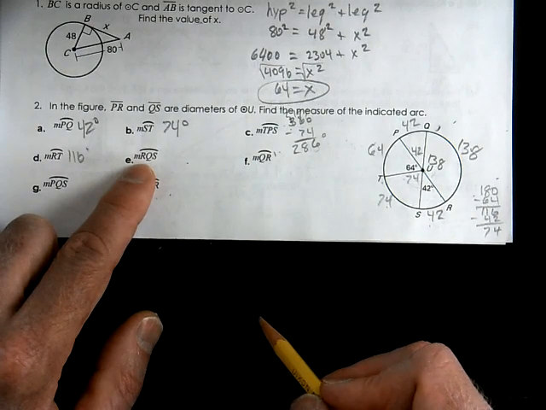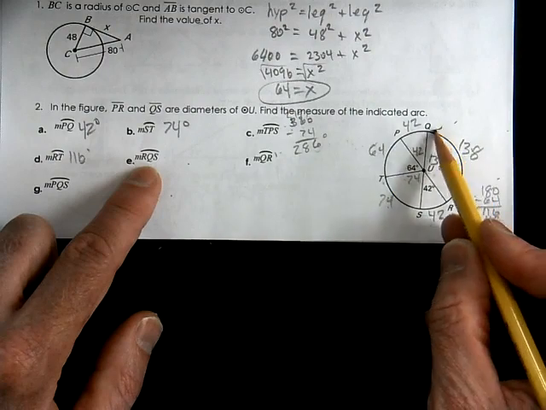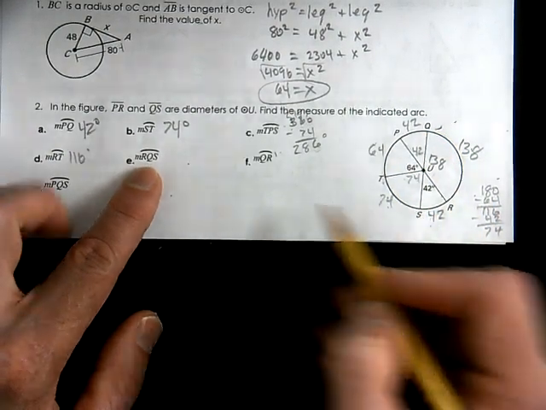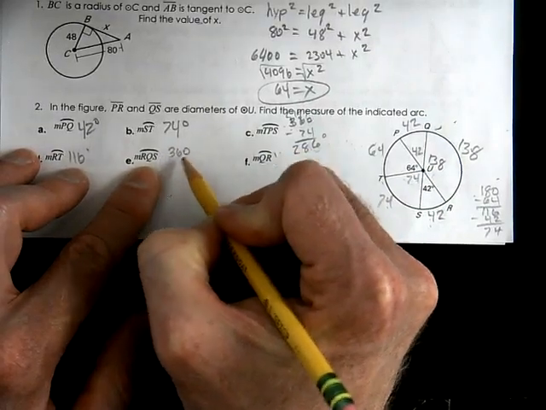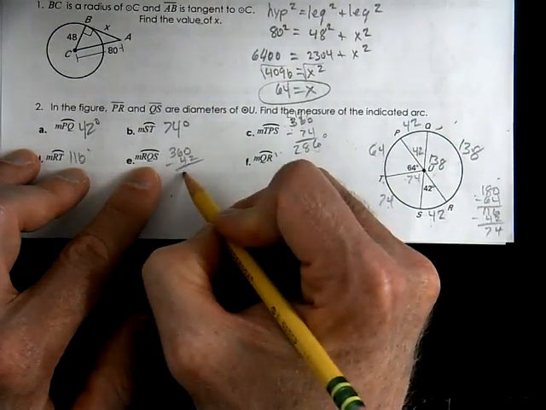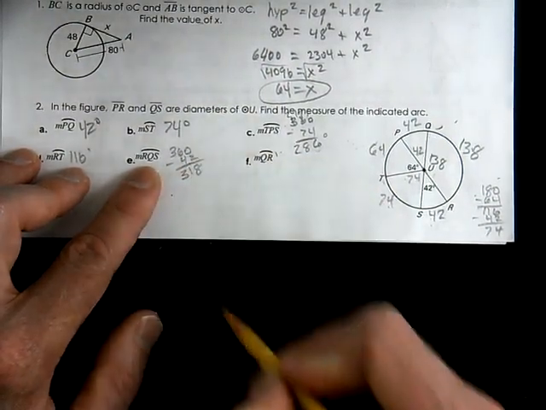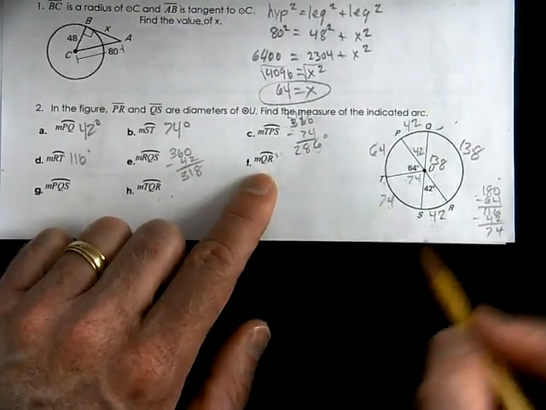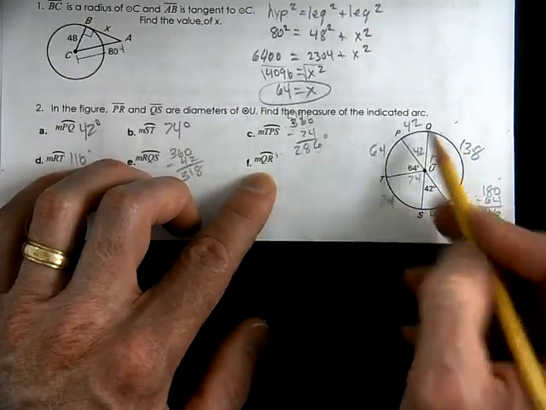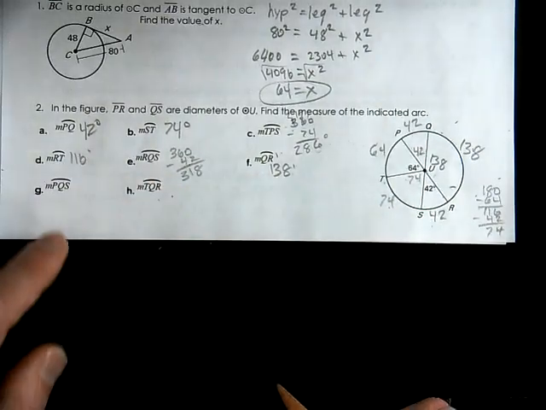RQS means 180 or more, because it's 3 letters. RQS is everything but 42. So 360 minus the 42, not including the 42. So that's going to be 318. QR implies that it's 2 letters, which is less than 180. 138.